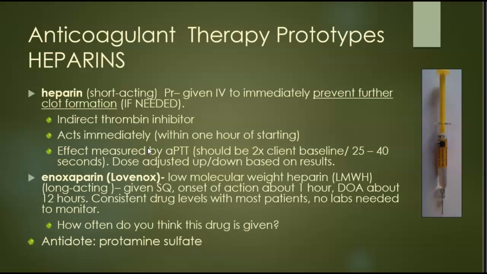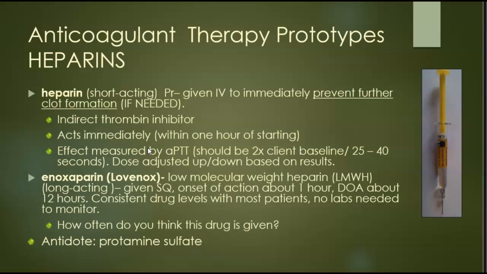But the drug we probably use more is enoxaparin, Lovenox. And again, this is a low molecular weight heparin. This can be given sub-Q. It also acts immediately, onset of action within about an hour, but has a long duration of action. It works for 12 hours. And it pretty much provides consistent drug levels within most patients and anticoagulation, so we don't need to monitor this drug with labs. So, and I have the question here, how often do you think this drug is given?